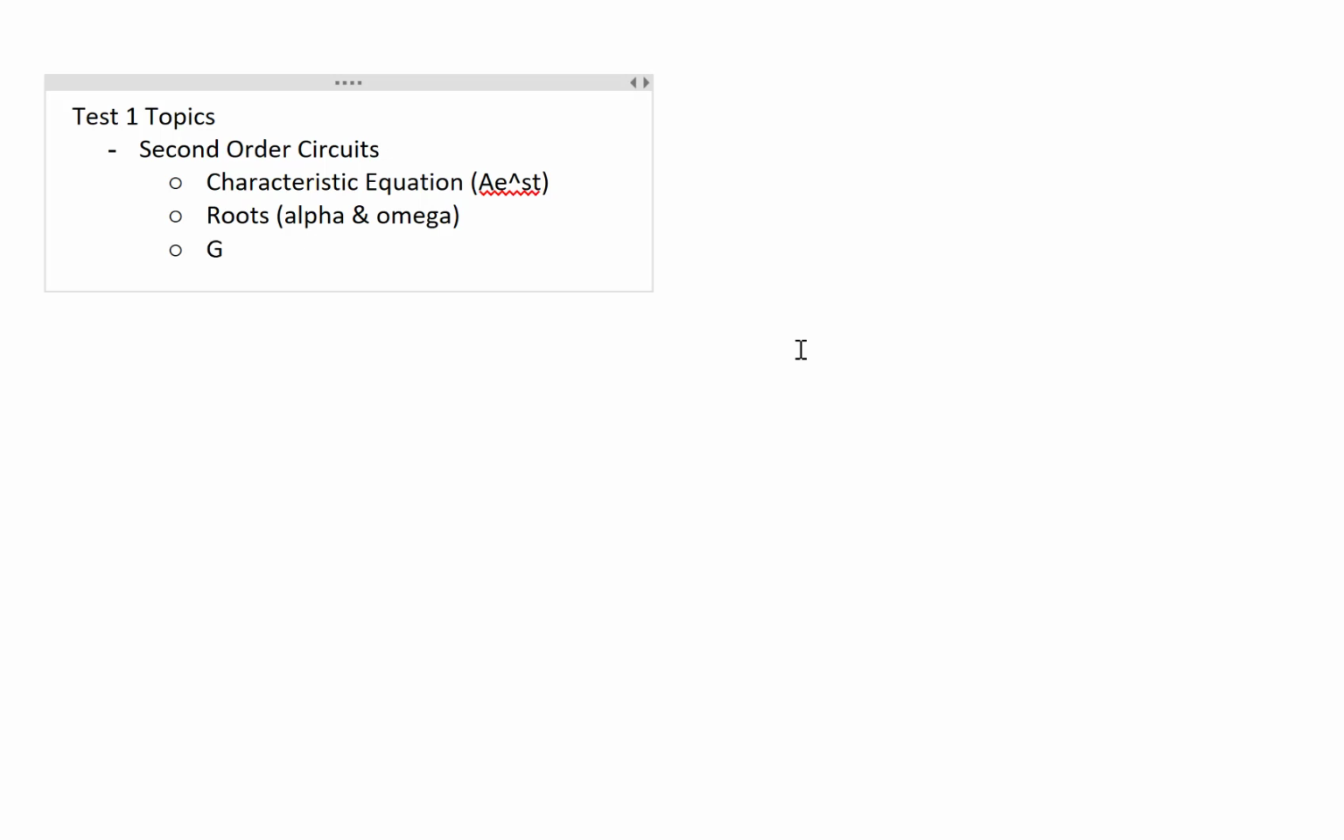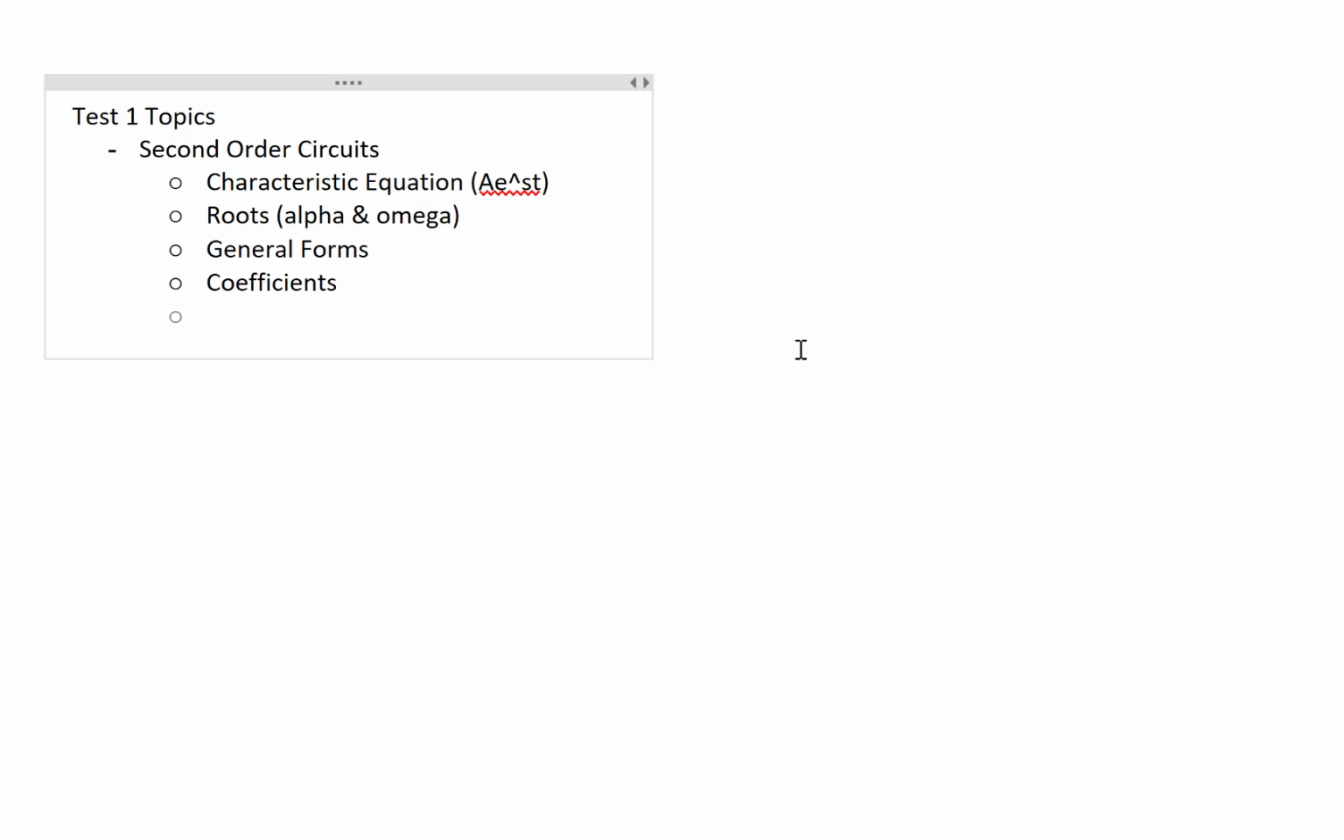Now, in addition to those topics, we should have the general forms of the solution. So we're talking underdamped, overdamped, critically damped, etc. And then in addition to those general forms, you should be able to find the coefficients, right? So you should be prepared to find coefficients during the test to solve a 2x2 set of equations.